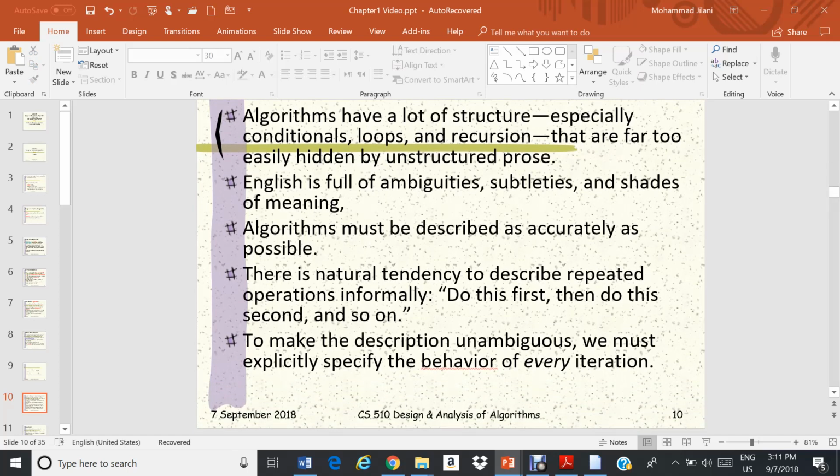There is a natural tendency to describe repeated operations informally. Do this first, then do this second, and so on. That's algorithmic. Languages, they don't like that. Sometimes you feel bored if I keep telling you, please go and get the first brick, put it on the building. Then please go and get me the second brick, put it next to the previous one. Then bring the third one, put it next to the... That becomes really sickening. So it's go and get me 100 bricks and please put them in the right place where they belong. That's how we say it in English. In algorithms, you have to be more precise. To make the description unambiguous, we must explicitly specify the behavior of every iteration. That is how algorithms work.